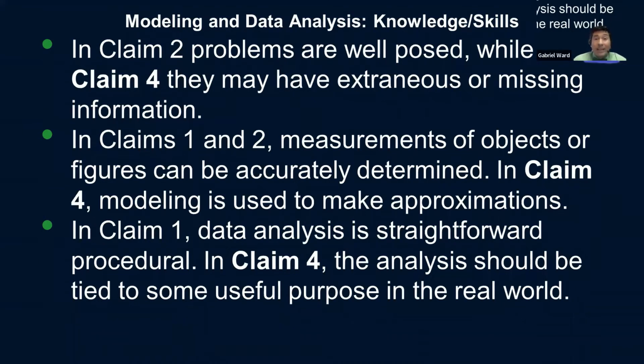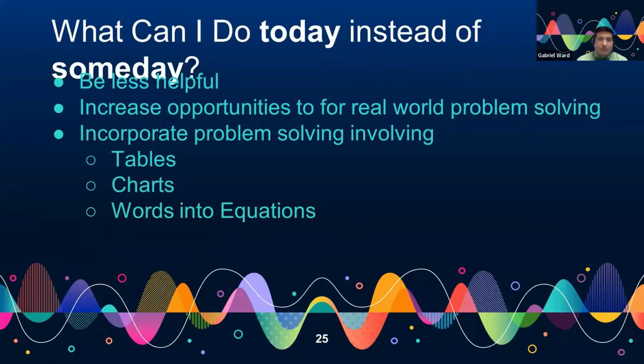We talked about what is likely to be embedded inside of our claim 4, and that's most likely going to have missing information, as I alluded to earlier. But a lot of times you're looking at how does it connect to the real world? Again, going back to what can you do today instead of someday.